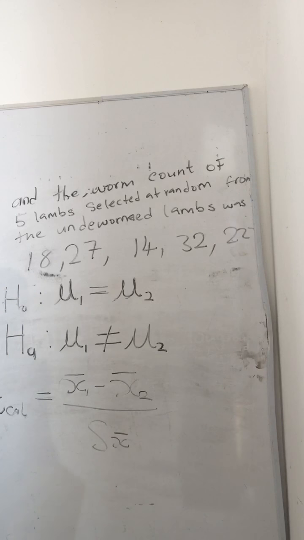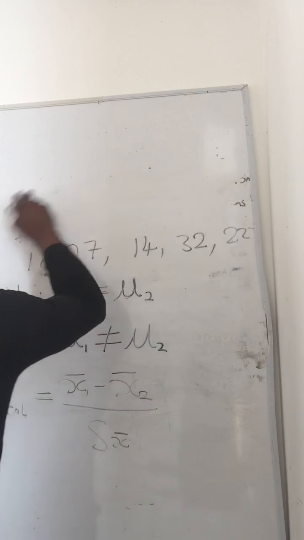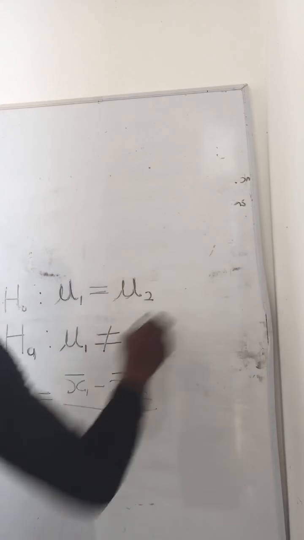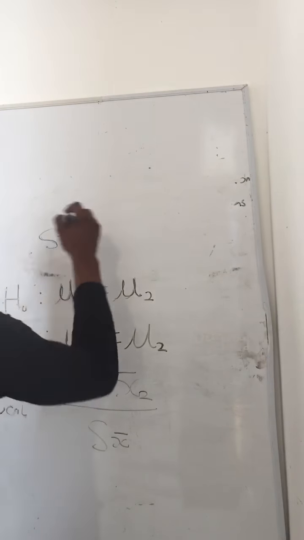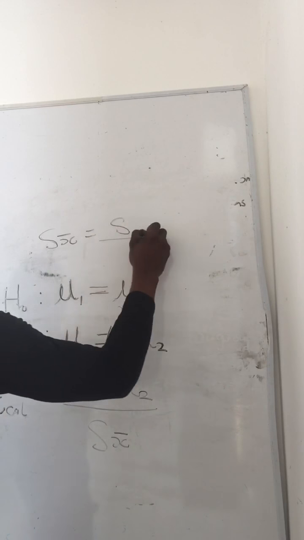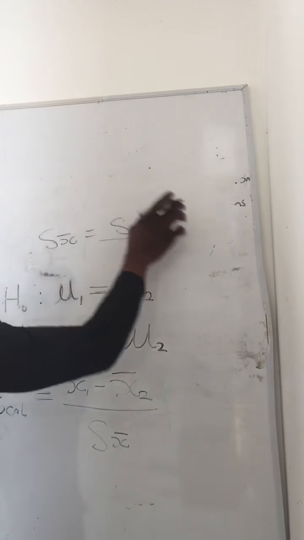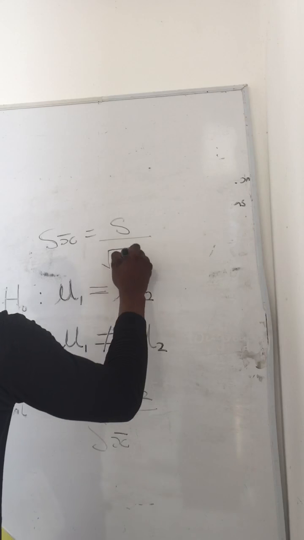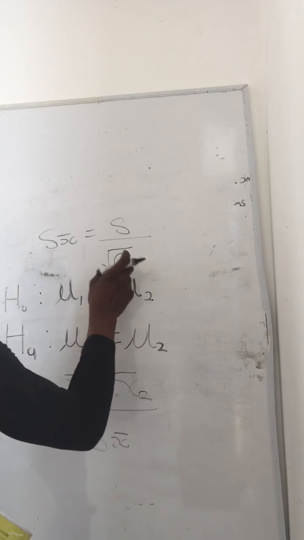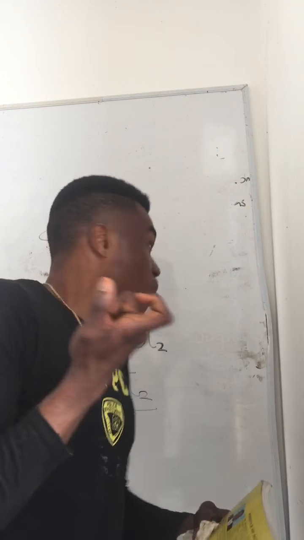Let's clean this up. Standard error is given by the standard deviation of the sample that was given, so you find the standard deviation of the sample divided by the root of n. The n is the number of observations. So how many samples were taken? The number of samples that was taken is the same as n.